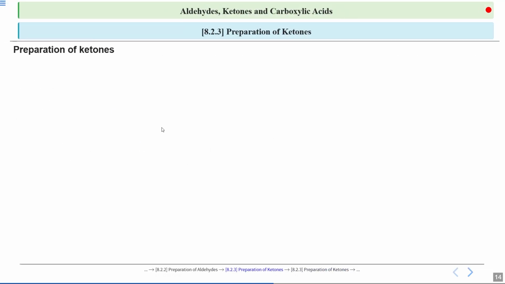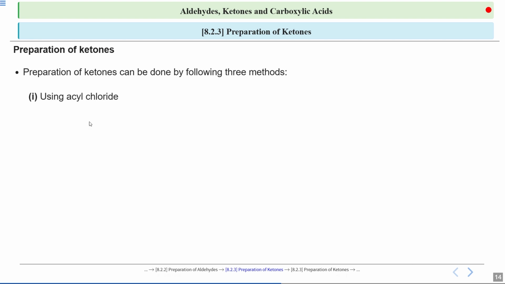Now we will see the preparation of ketones. Ketones are characterized by a carbonyl group, which is C double bond O, bonded to two carbon atoms. The preparation of ketones can be done by the following three methods. First is using acyl chlorides. Acyl chlorides react with organometallic compounds like Grignard reagents to form ketones. This reaction is a nucleophilic acyl substitution where the Grignard reagent attacks the carbonyl carbon and replaces the chloride.